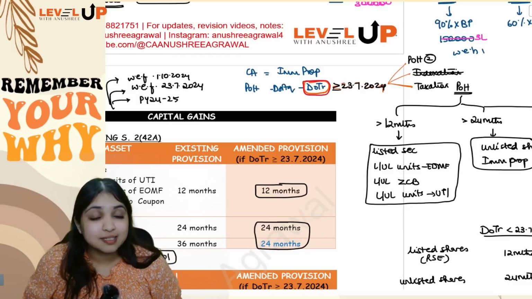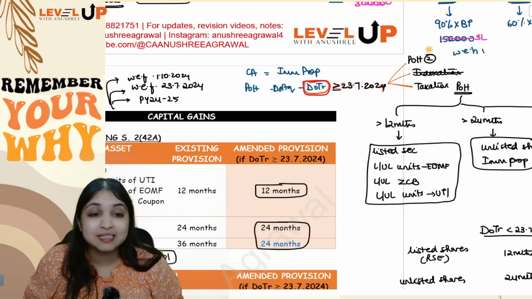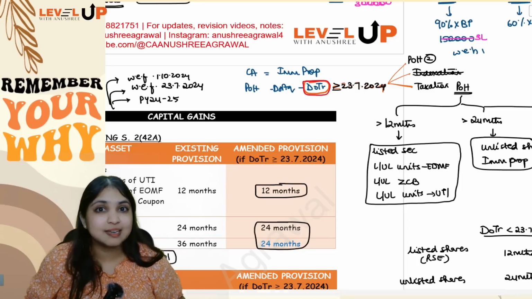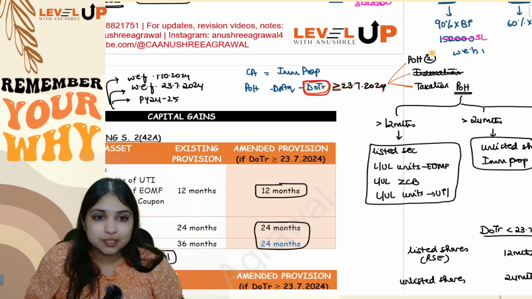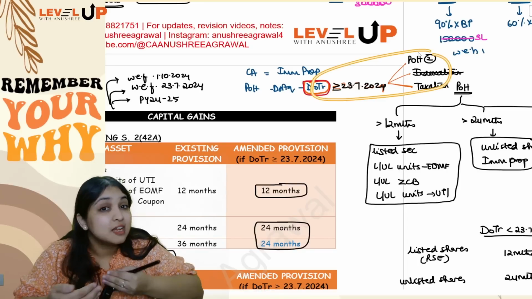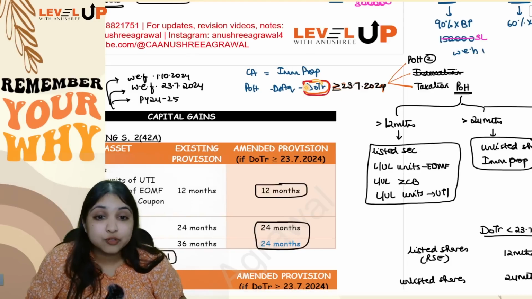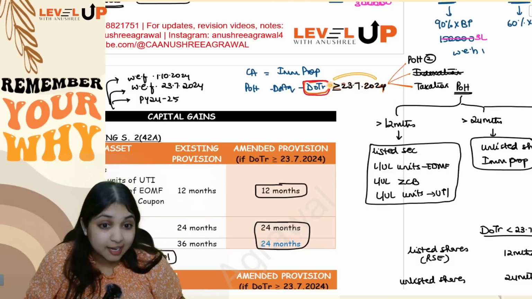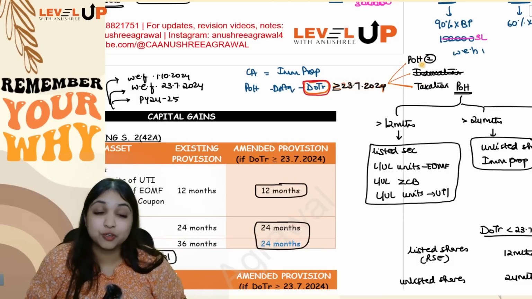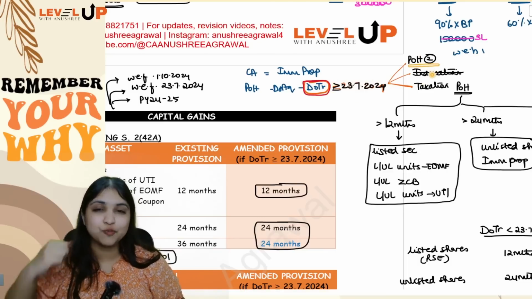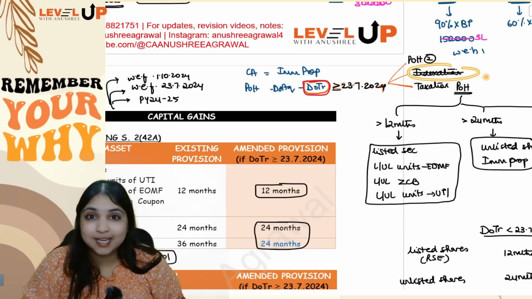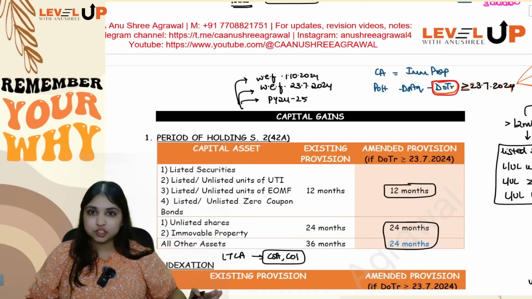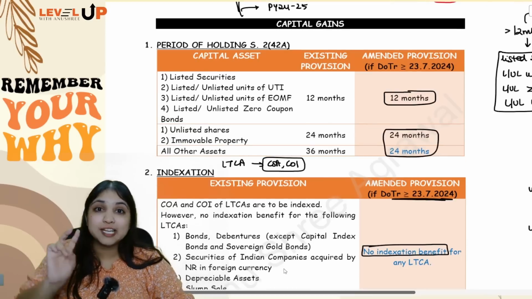Okay, so this thinking you remember, please. This sequence you remember, please. When you read the question, do this identification. Once you do this identification, you will get one guidance to solve the entire question. You will have to see what the date of transfer is. Is it on or after 23rd July 24? If it is, then you will have to remember only 2 periods of holding, 12 months, 24 months, no indexation, and taxation. How do you compute tax of capital gains? That will change.